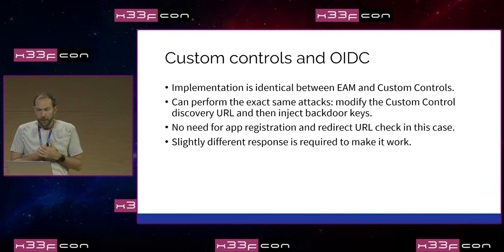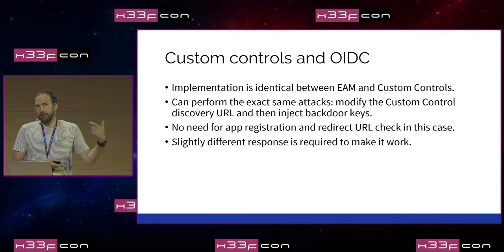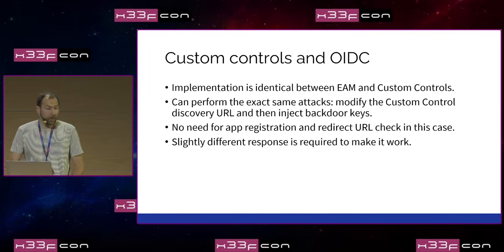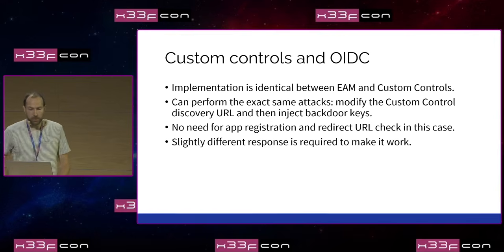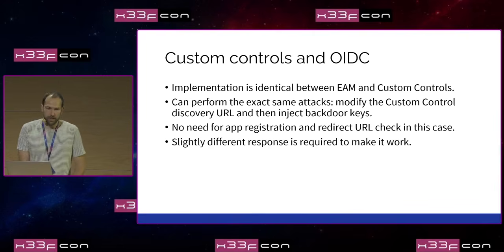So I can modify the custom control discovery URL, point it to my own URL, send the fake server back as the issuer, and then sign my own tokens to also bypass custom controls. This one also doesn't need an app registration, doesn't need approved permissions on the app, so it's easier to do. The only thing is that the response is slightly different, so the claims are different, but other than that, it's basically the same implementation.